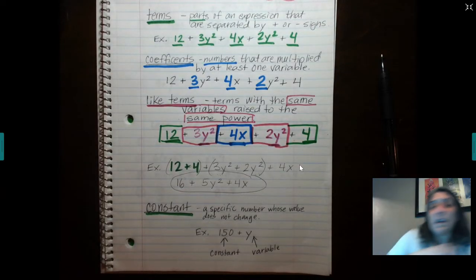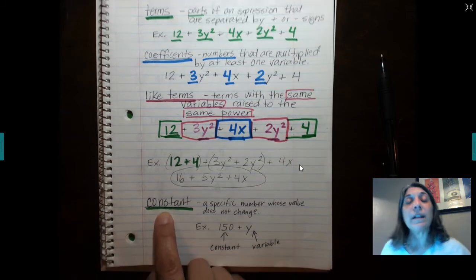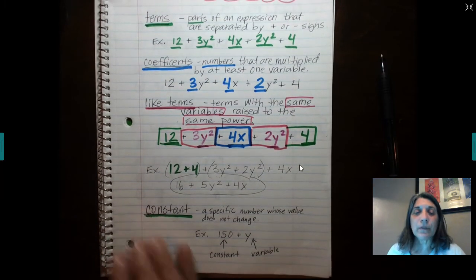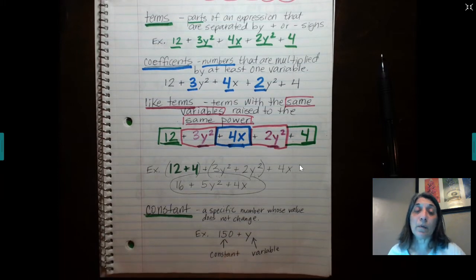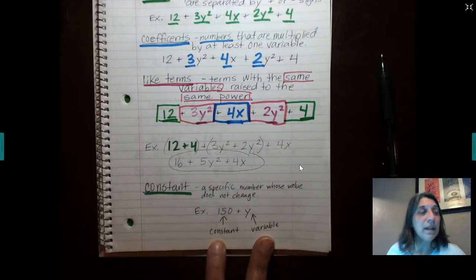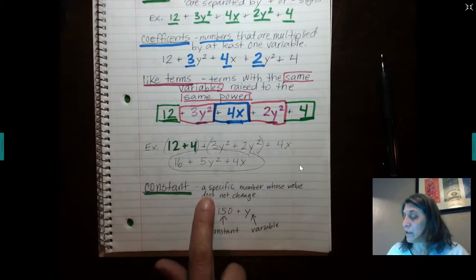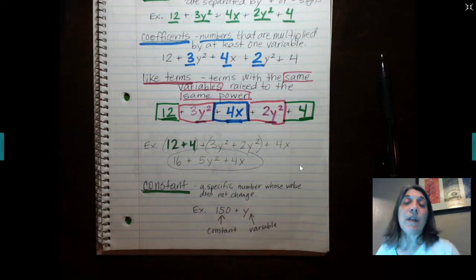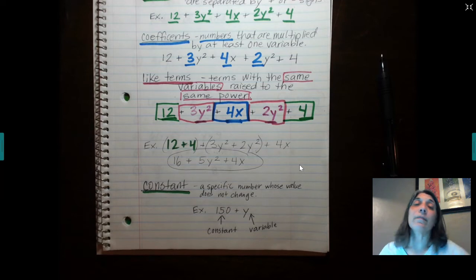So you have that, but I wanted to go back over this word constant because it's been a while. Because constant and variable kind of go together. And it is in that part of your spiral if you need to go back and look at it. But just a review: a constant is a specific number whose value does not change. So 5 is always 5, it doesn't change. 3 is always 3, it doesn't change unless we do something to it. But in itself, it doesn't change.